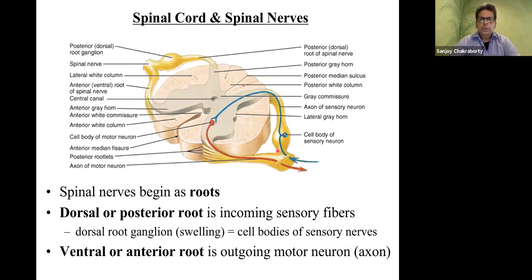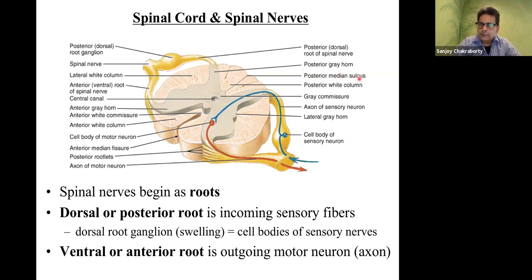And let's go back to our original discussion. Okay, so this side again is the posterior side. This side is the anterior side. In the posterior side, there is a slight groove, not a very deep cut. There's a slight groove that is known as the posterior median sulcus.